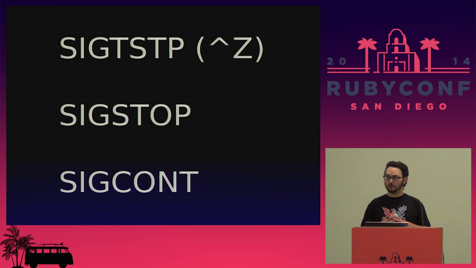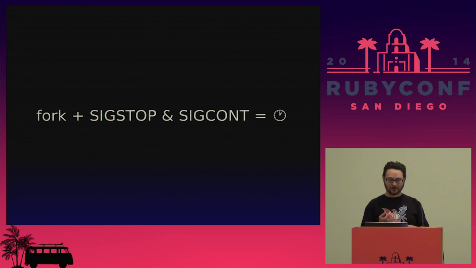That will give you the power of sort of this cryogenic thing. You can freeze something and then wait a while and bring it back. So it's not just the power of death, it's the power of life. You see? Okay. All right, so fork plus sig stop and sig continue equals time travel, my friends.